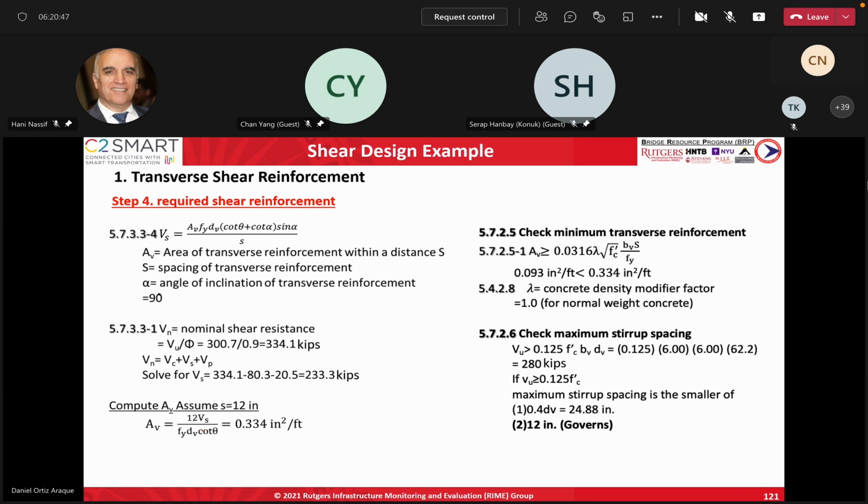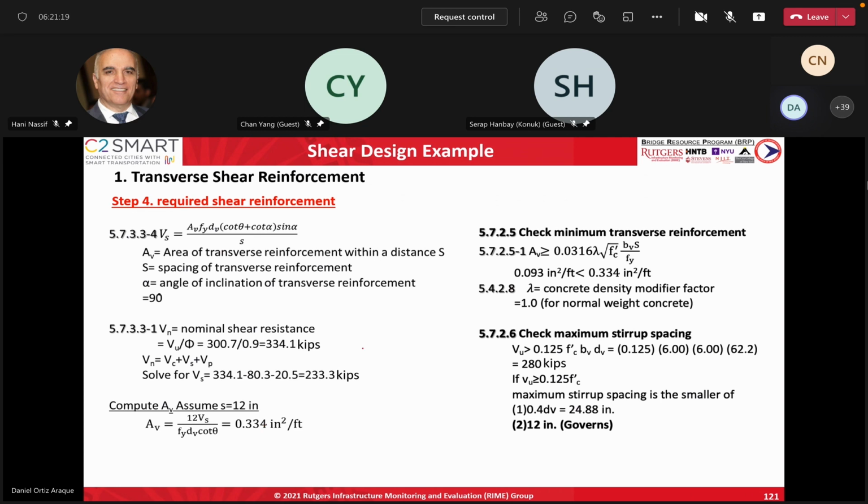We can assume the spacing as 12 inches. Then later we need to confirm if 12 inches is valid, so that we can calculate the area of reinforcement that we need. It is in this step right here. Note that some terms were canceled since they're equal to 1 or 0. So given that, it says that we need 0.3 inches squared per feet of linear length of beam.